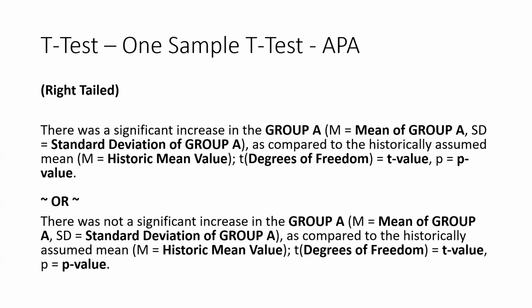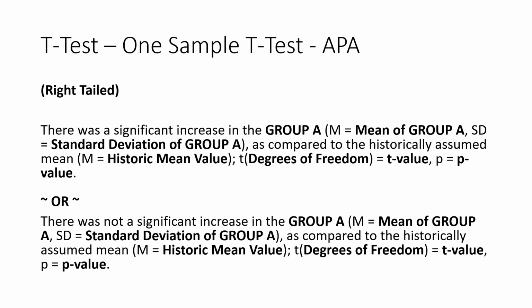And here's a breakdown of the structuring of the APA format without the results put in from our example test. There was a significant decrease in group A, M equals mean of group A, SD equals standard deviation of group A, as compared to the historically assumed mean, M equals historic mean, t degrees of freedom equals t-value, p equals p-value. Or there was not a significant increase with all the same values.